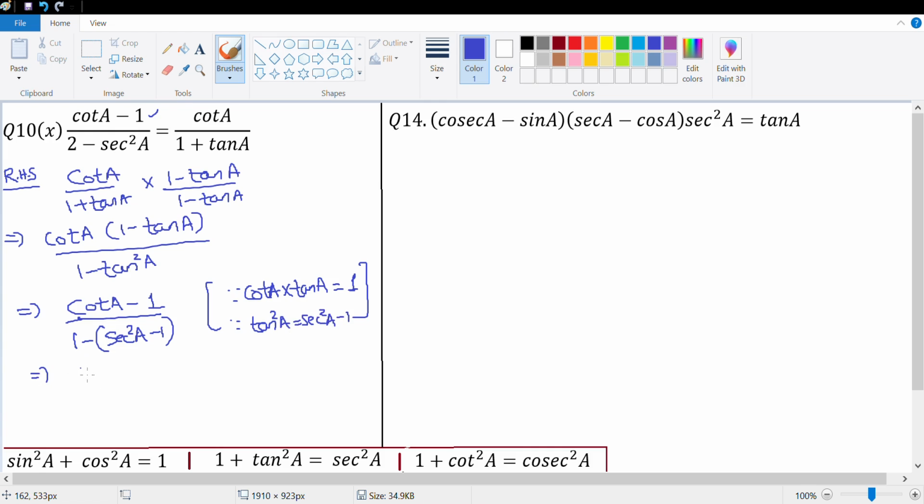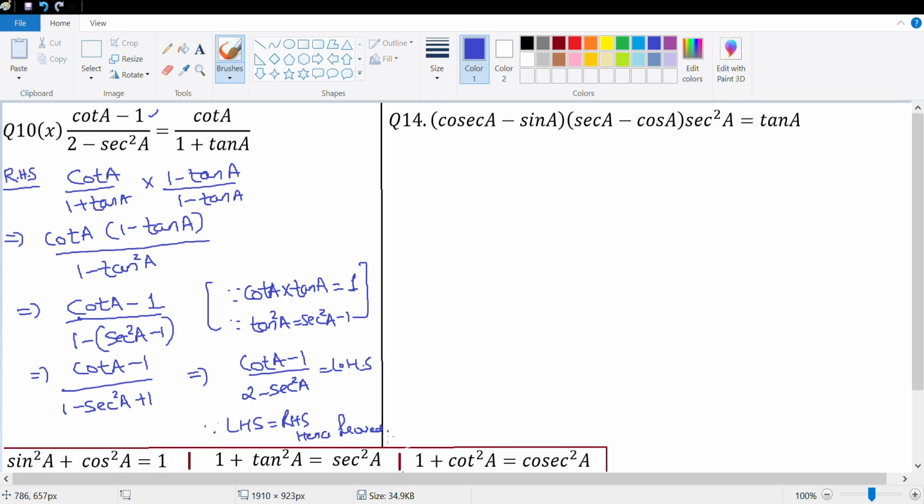So this becomes cot A minus 1 upon 1 minus sec square A plus 1, which means cot A minus 1 upon 2 minus sec square A, which is equal to left hand side. So since LHS is equal to RHS, hence proved.